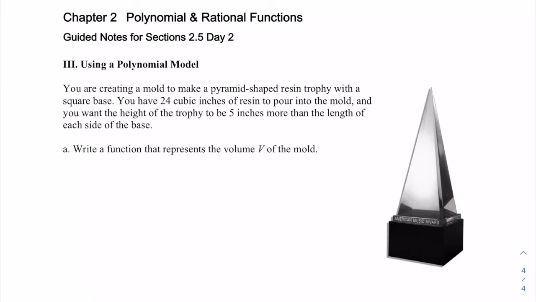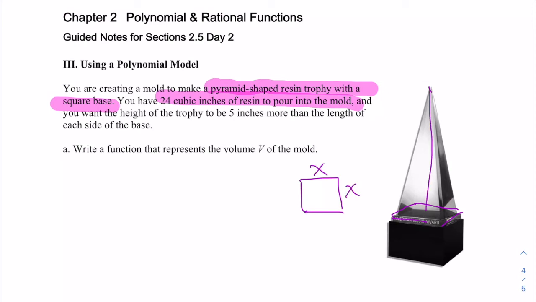For this last example, we're going to use polynomial models. Now we want to create pyramid-shaped trophies with a square base. And we want to use 24 cubic inches of resin to pour into the mold to create these trophies. Now the dimensions of the trophies, we want the base to be a square. So those would have side lengths of x and x. And we want the height to be 5 inches more than the length of one of those sides. So we can represent the height as x plus 5.